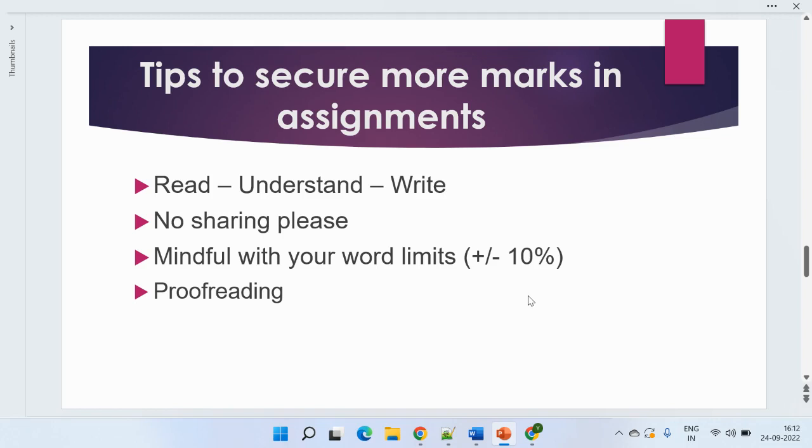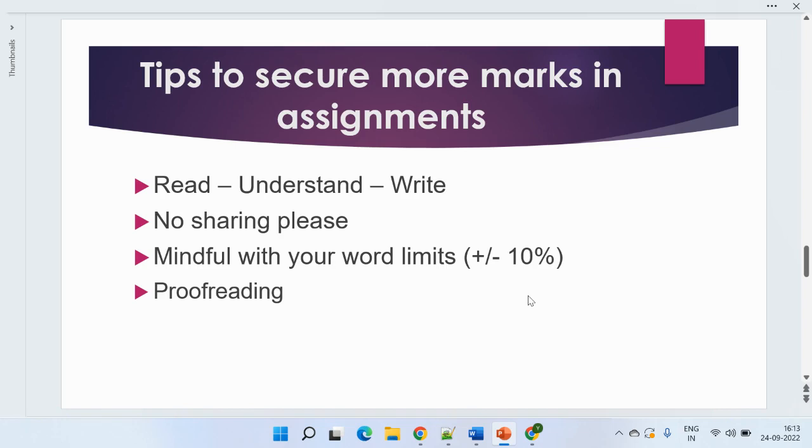The next one is: no sharing, please. We normally tell our kids that we should share everything with our friends, but sorry, in this case, no sharing. Be mindful of your word limits, right? For each question we have a limit of 1,000 words. Writing plus or minus 10%, meaning 900 to 1,100 words, is totally fine. Sometimes going below, maybe 700 or 800 words, is fine, but try to stretch it up to 900 words. That's the actual range, 900 to 1,100 for each question.